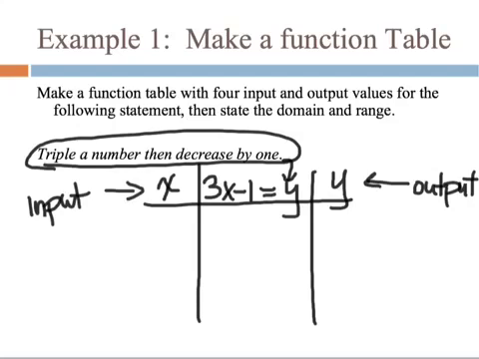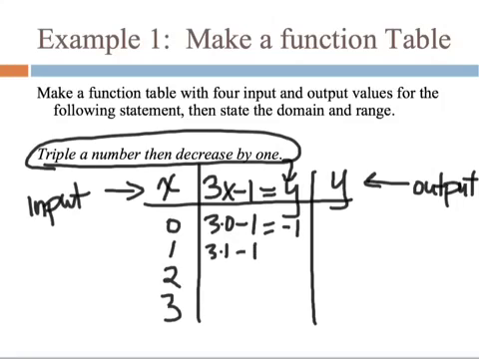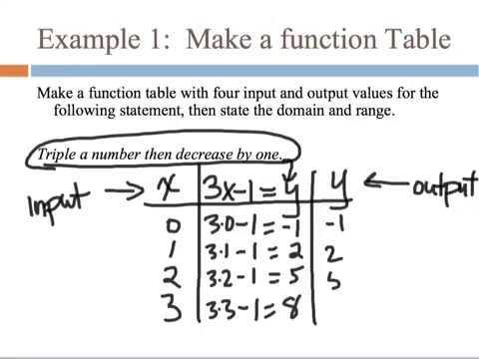Okay, so when it says choose 4 values, all you have to do is choose 4 values, any values that are convenient. We can do 0, 1, 2, and 3. Those are 4 values. I'm going to plug it in and check out what the y value is. So when I take 3, multiply it by 0, and subtract 1, I get -1. When I take 1, multiply that by 3, subtract 1, I get 2. When I take 3, multiply it by 2, and subtract 1, I get 5. And finally, when I take 3, multiply it by itself, and subtract 1, I get 8. So my output values are -1, 2, 5, and 8.